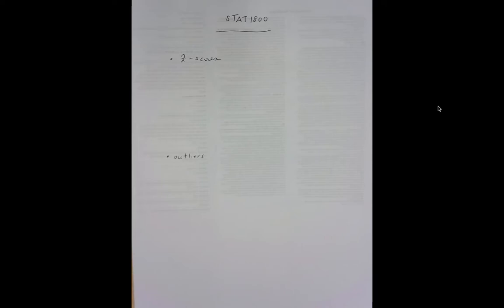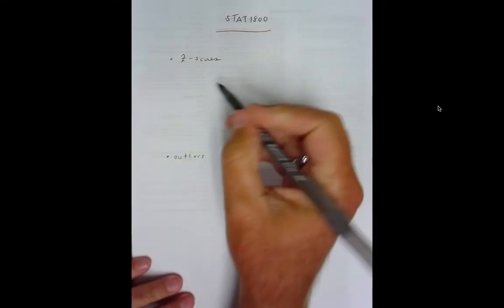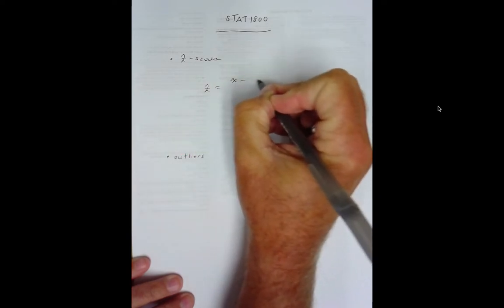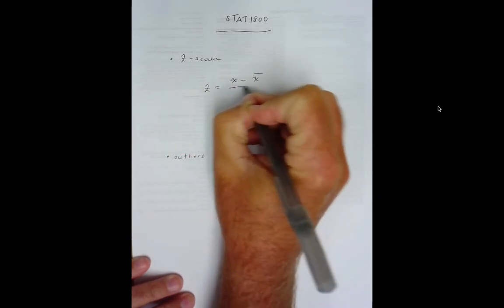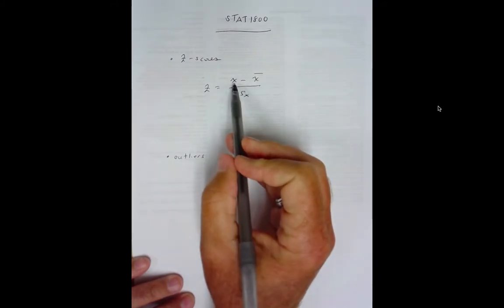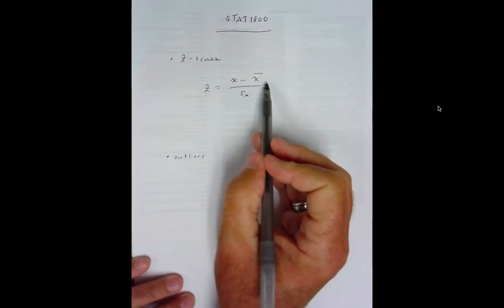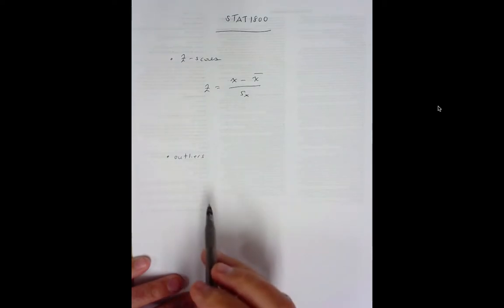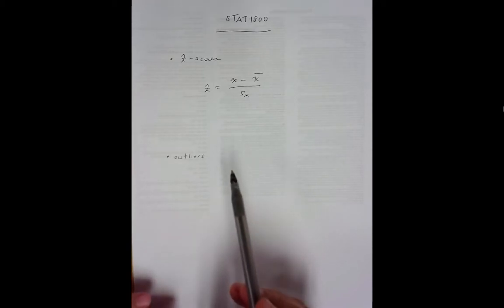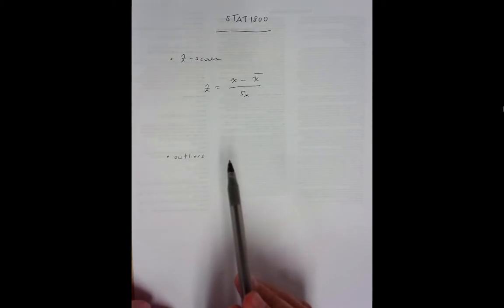The next video is going to be on z-scores, and you're going to find out that z-scores are really easy to calculate. It's just the score from the distribution minus the mean divided by the standard deviation. And I go into all this in the next video. Now, there are a couple of things that are different, though.